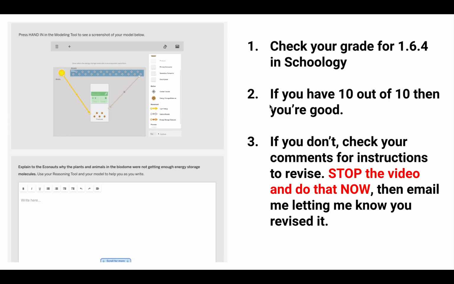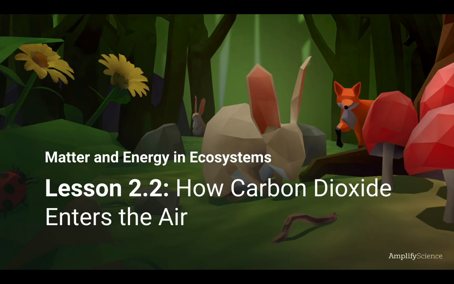So look at your grade. If you have a 10 out of 10, then you're fine. You can continue on with this video. If you don't have a 10 out of 10, then please check the comments for instructions to revise. Stop the video right now. Go back and do that revision. And then will you please email me letting me know that you revised it so I can go back in and check it, make sure you're good for photosynthesis before you move on to cellular respiration. All right, so if you are moving on with the video, that means that you got a 10 out of 10 on that assignment. You're ready to move on.